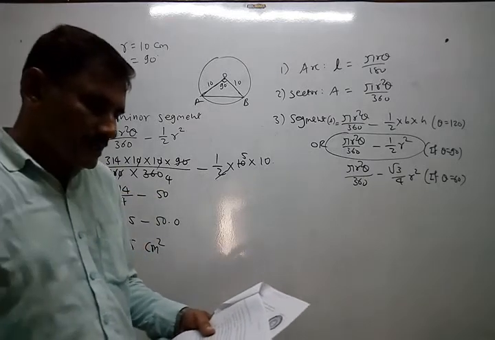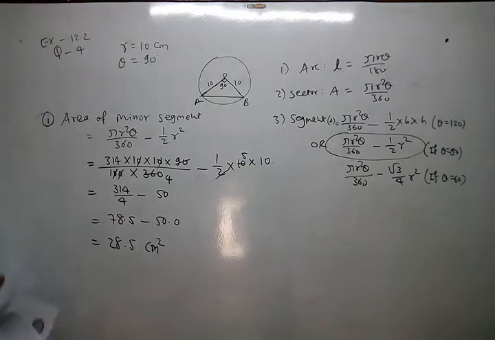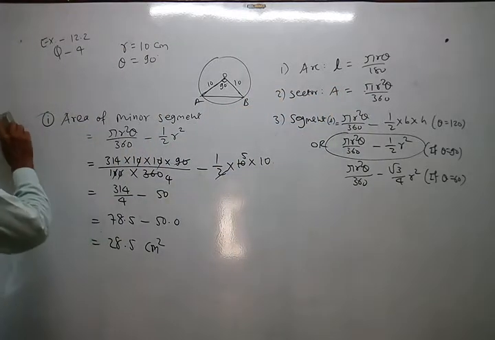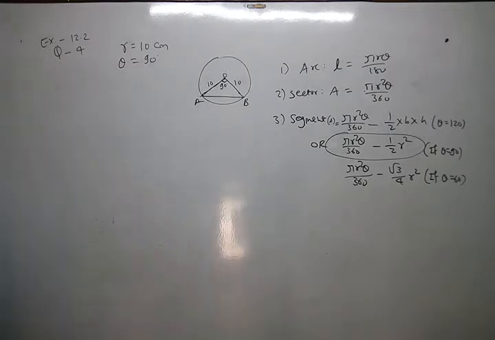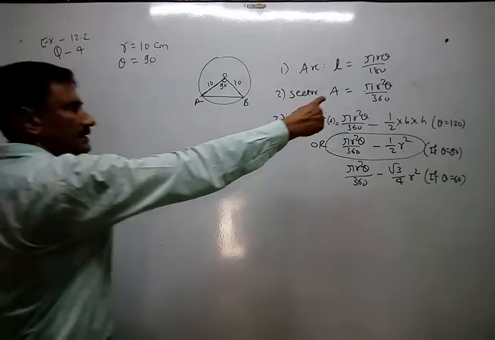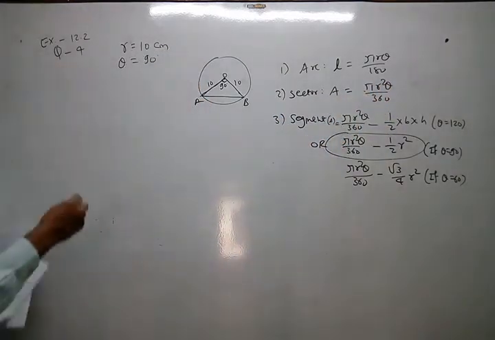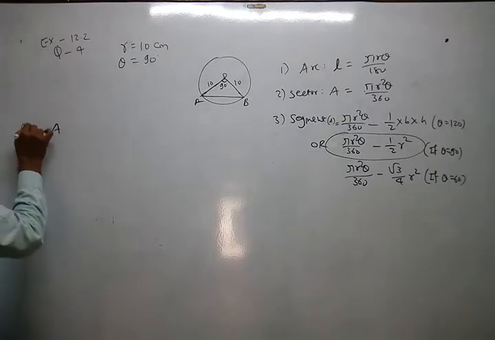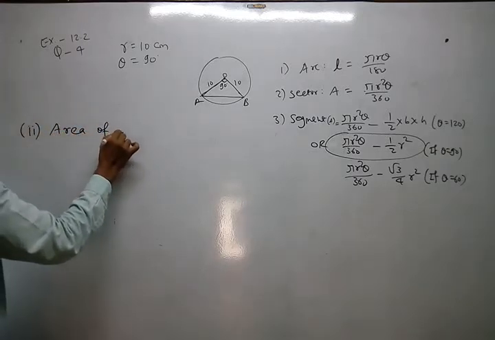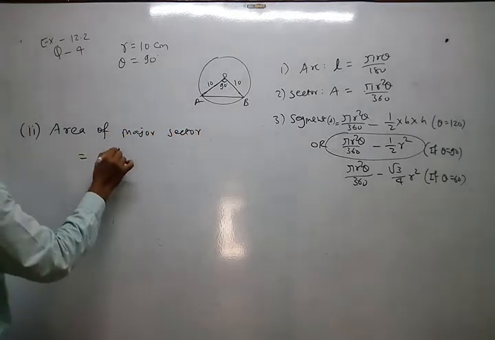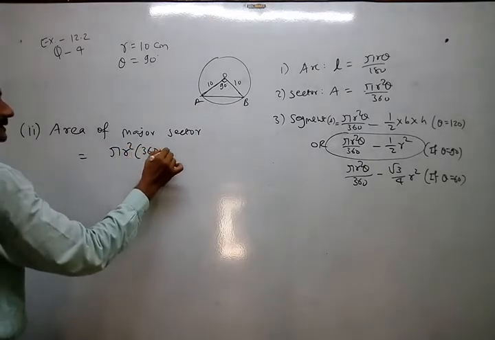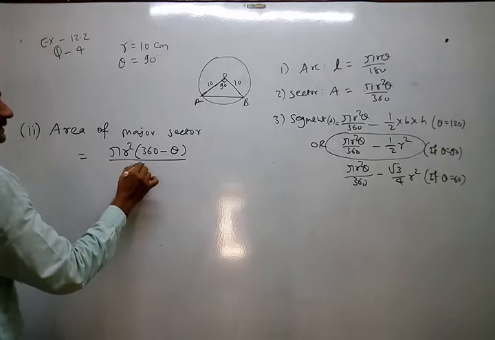Now next, area of major sector. In the second sub question, area of major sector is asked. This formula is applicable, but the major sector is asked, so we have to write 360 minus theta instead of theta. So now write down the area of the second one. Area of major sector equal to pi r square, 360 minus theta upon 360.